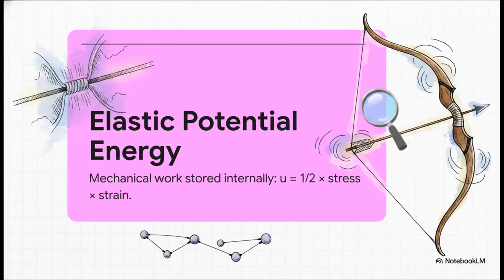Here's another high-yield formula you gotta lock down: elastic potential energy. When you stretch a wire, you're actively doing work against the inner atomic forces holding that metal together.